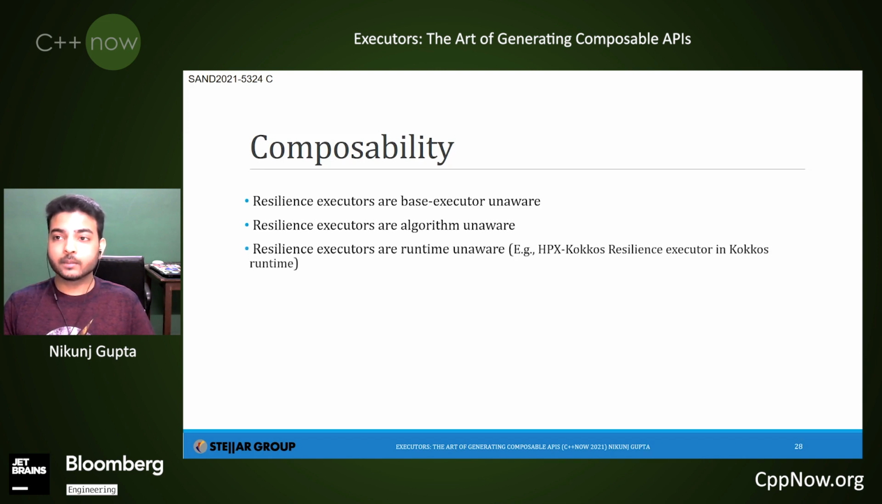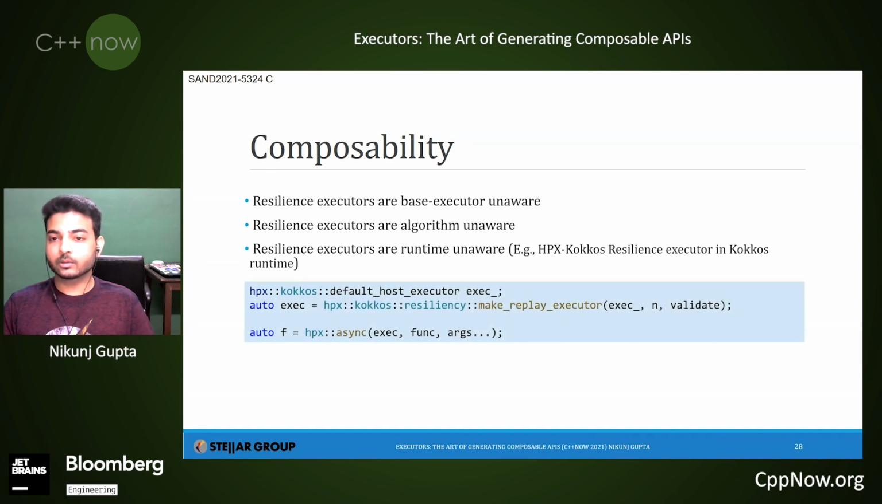And finally, the most important one for our scenario is that resilience executors are runtime unaware as well. For example, Kokkos is another runtime written in C++ that works on heterogeneous computing. It works on GPUs, it works on CPUs, and it supports a variety of memory hierarchies. Kokkos also has execution spaces, and based on that, we implemented the HPX Kokkos executors, a layer between Kokkos and HPX. And based on that layer of HPX Kokkos, we implemented the HPX Kokkos resilience.